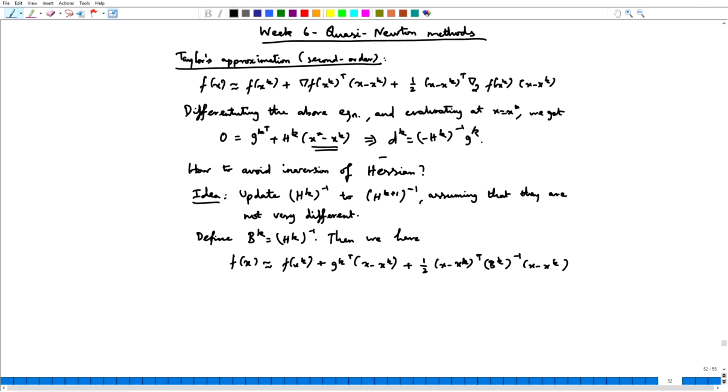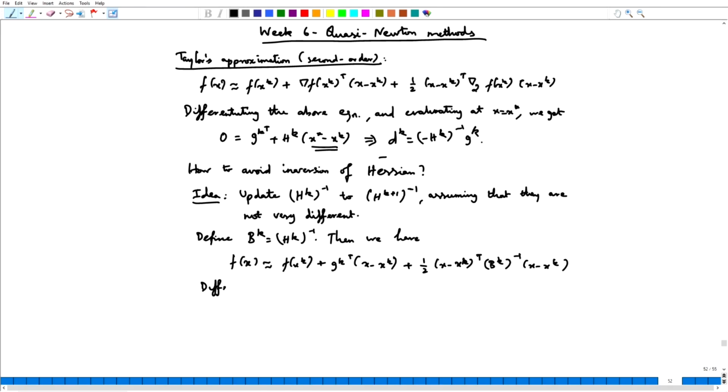I need to update B_k to B_(k+1), which means that I need to update B_(k+1) using B_k, like how I update x_(k+1). x_(k+1) I am updating as x_k plus alpha_k d_k, right. So, in a similar way I need to update B_(k+1) using B_k. How do we do it? Okay. I will differentiate this particular equation, the last equation that I have written, and evaluate it at x is equal to x_(k+1), okay.